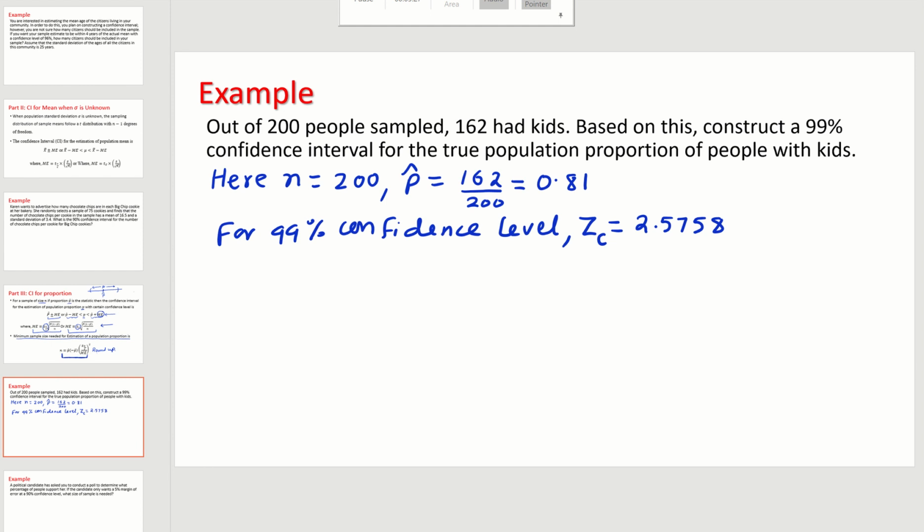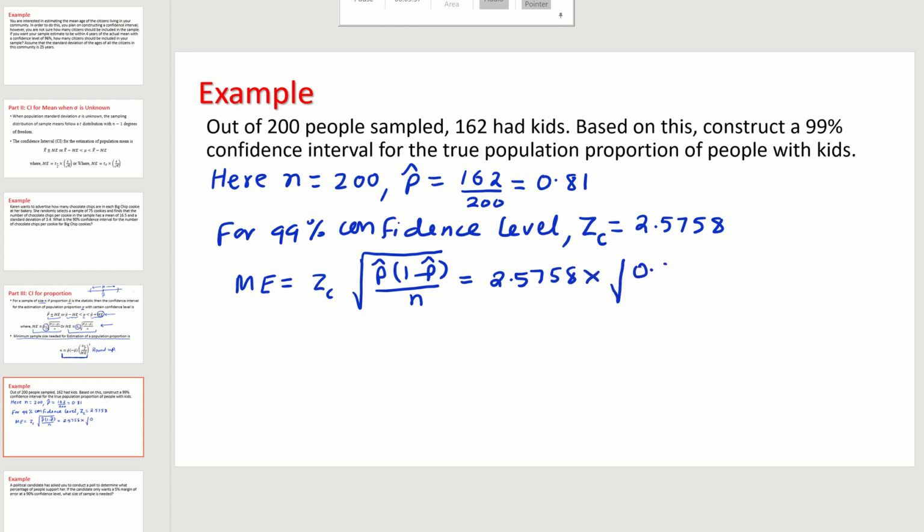Now, once you know the z sub c or z critical, now we can find the margin of error. Margin of error is given by the formula z sub c square root of p hat multiplied by 1 minus p hat divided by n, which is equal to z sub c, 2.5758, multiplied by the square root of p hat is 0.81 times 1 minus 0.81, which is 0.19, divided by sample size, which is 200.